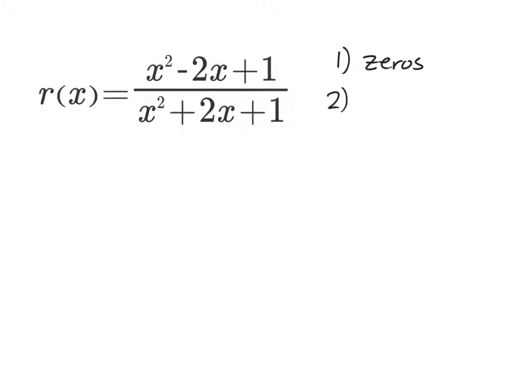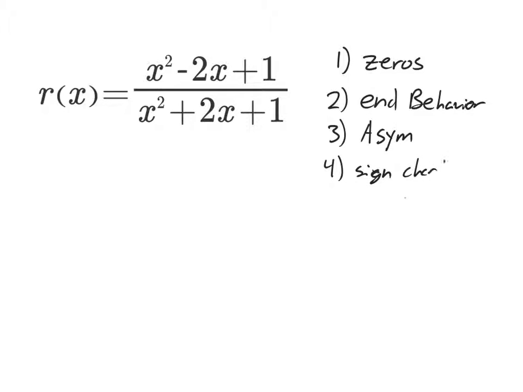2 is going to be your end behavior. Three, we're going to have to find my asymptotes. And then 4, I need a sign chart. Okay, so I'm going to do these 4 things. So let's do the first one first.